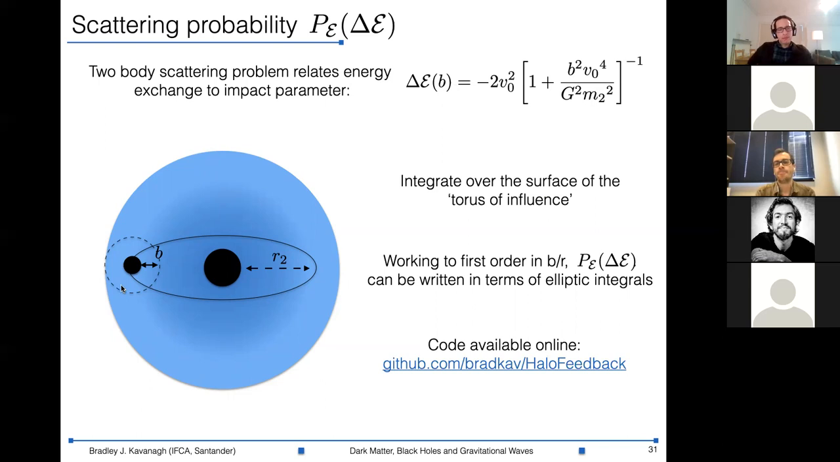Okay, the kind of detailed formalism is in the paper, and there's some code that's available online to actually do this. But essentially, that's what you have to do. You have to shuffle particles between different energies, and the question of which particles get a kick, or which energies get a kick and which don't, is determined by which particles lie within this sphere, this radius of influence, this torus of influence.